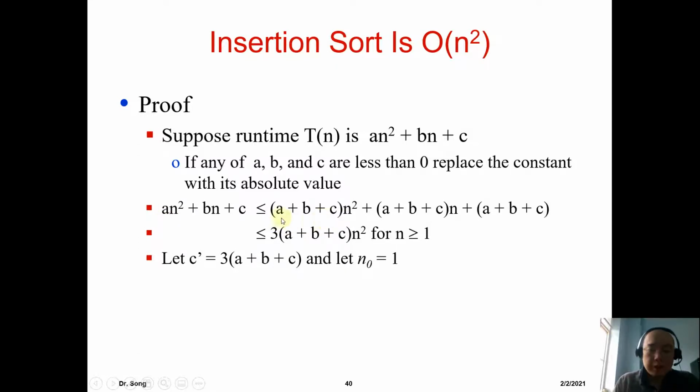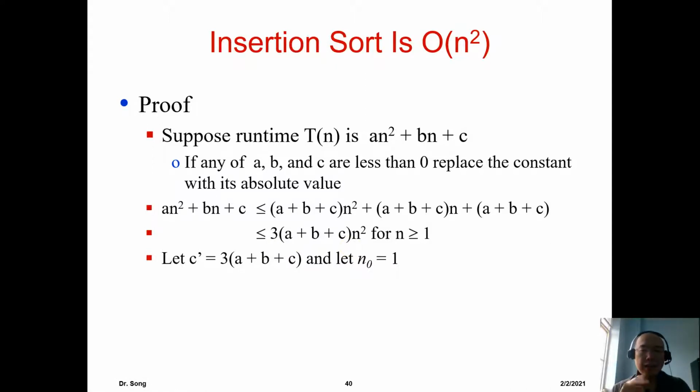That's the first term. And the second term, bn, is guaranteed to be smaller than (a plus b plus c) n. So the second term is guaranteed to be smaller than or equal to this term. And the last term, the same thing: c is guaranteed to be smaller than a plus b plus c. Okay, so now we have a plus b plus c in all three of the terms, and let's put them together. This is guaranteed to be smaller than 3 times (a plus b plus c) n squared. Okay, so what are we doing?